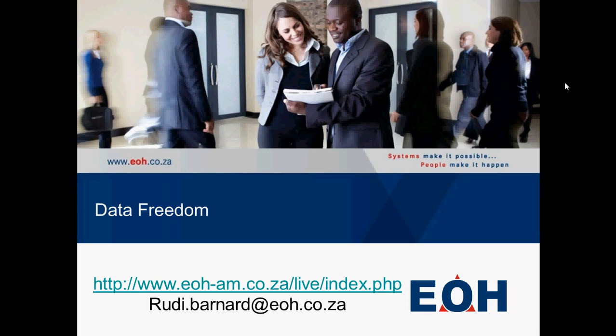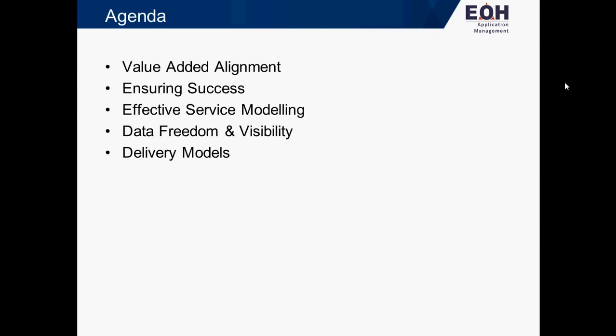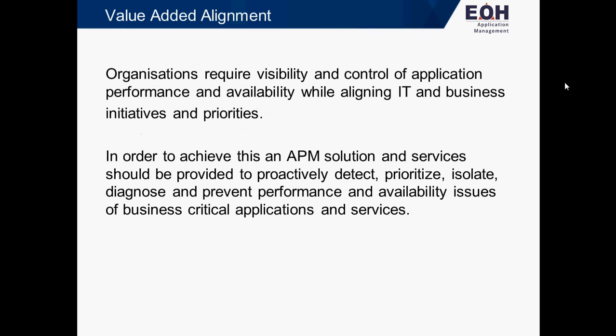And tonight we're going to be discussing data freedom. So let's look at the agenda. We're going to be discussing value-added alignment, ensuring success, effective service modeling, and data freedom and visibility. So this is really where we're going to get into the nitty-gritty and discuss how do we actually use the data that's being monitored and what visibility do we provide to different parts of the organization to derive value. And then we're going to look at our different delivery models through which we provide this.